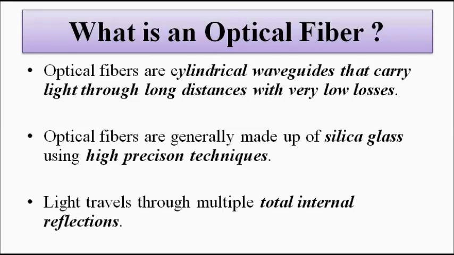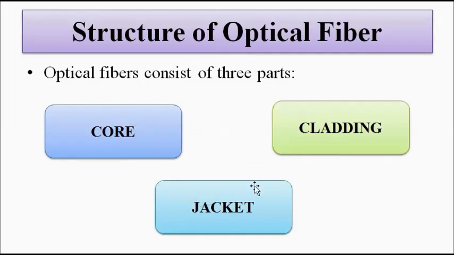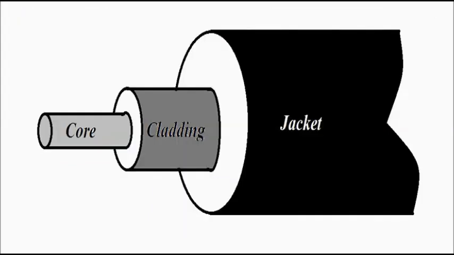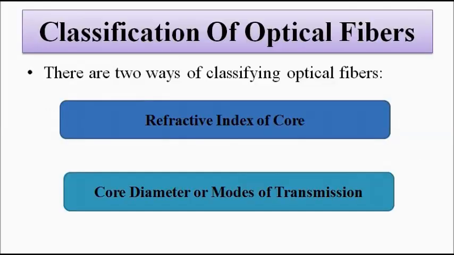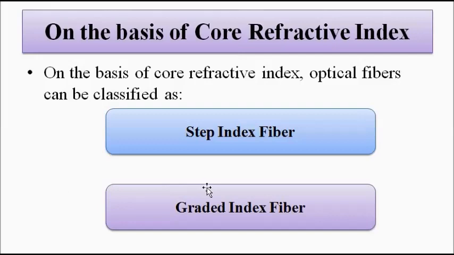The structure of the optical fiber consists of three parts: core, cladding and jacket. Core and cladding are of different refractive index values in order to facilitate total internal reflection. Optical fibers can be classified into two types on the basis of refractive index of the core, and diameter or number of propagation modes. On the basis of refractive index, it is of two types: step index and graded index. In step index, the refractive index of the core is constant. In graded index, it varies parabolically with respect to the radius of the core.